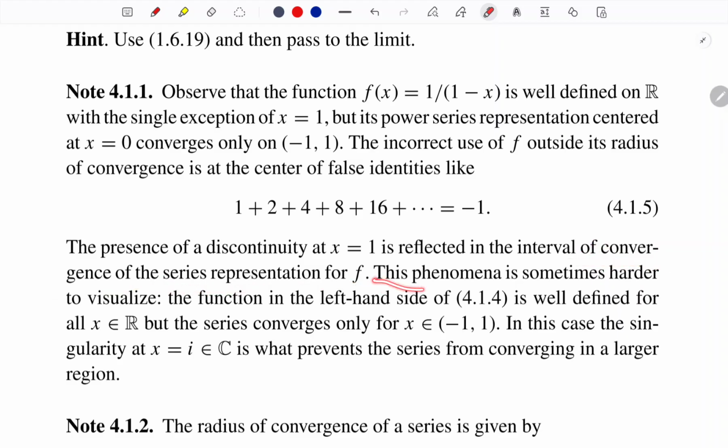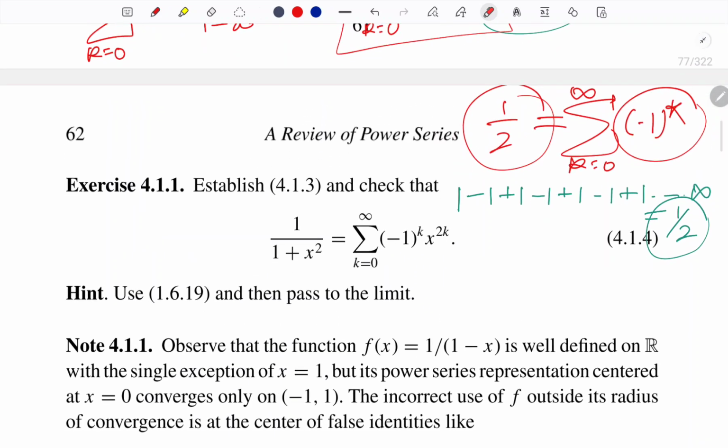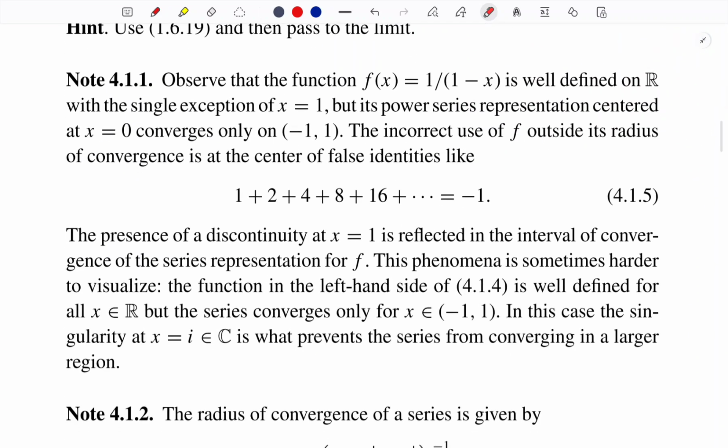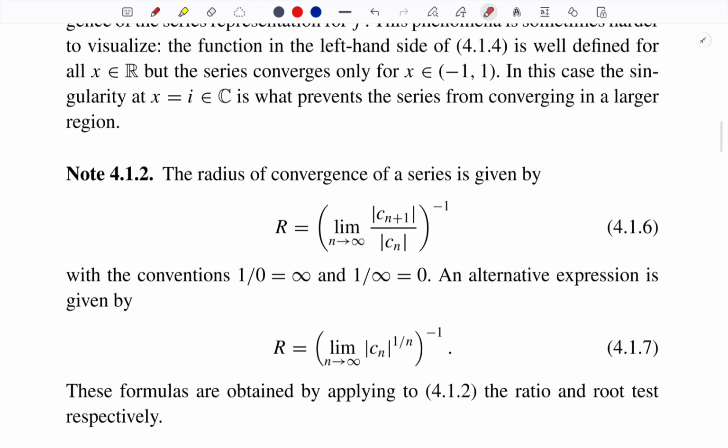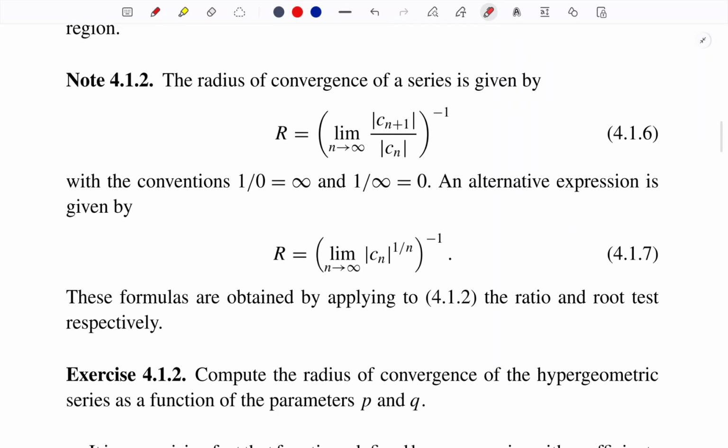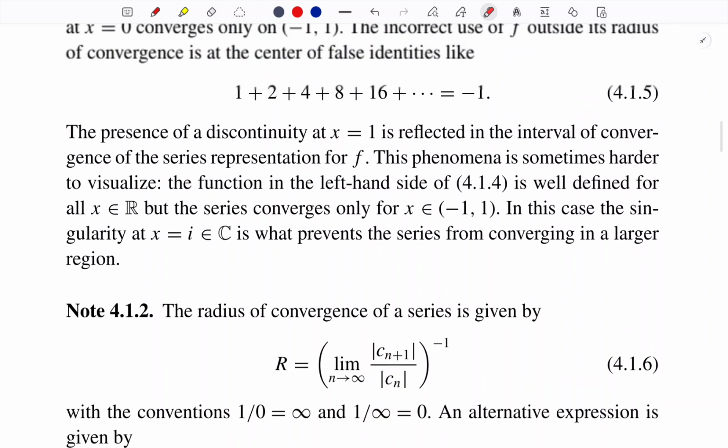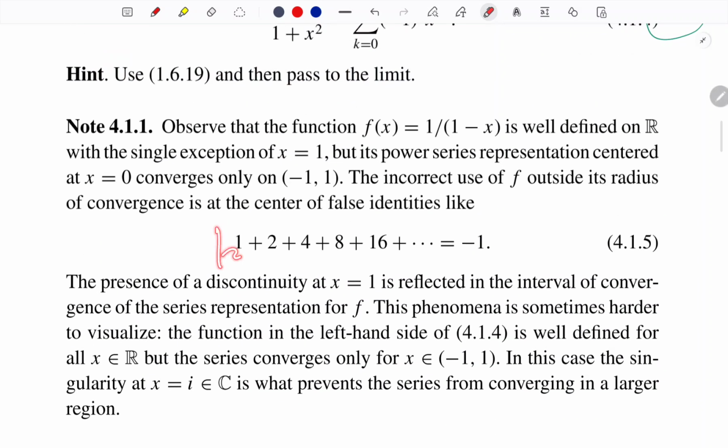For x, this phenomenon is sometimes harder to visualize. The function in the left hand side of 4.1.4 is well defined for x belonging to R. But what about the convergence of the series? So yes, there are some boundaries, obviously, because we cannot compute everything as we wanted. Just look at this.